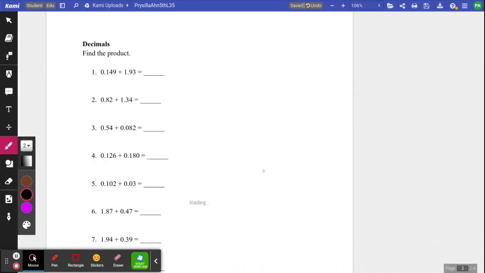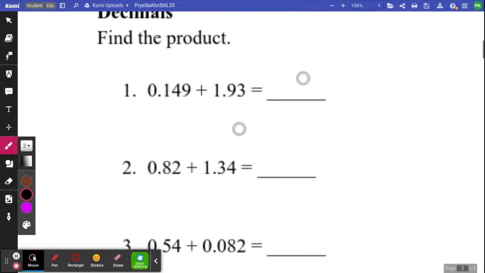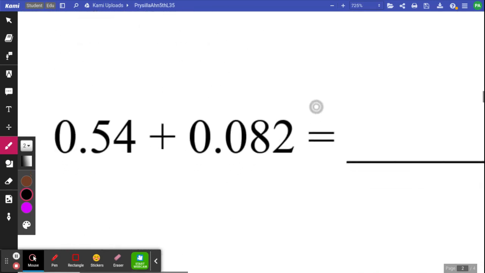And then we figured it out, if you were confused about the isolation part. Next, we're going to be doing decimals. So find the product or sum. And once again, when it comes to subtracting and adding decimals, you cannot add or get rid of any decimal places. It has to be whatever there is. However, let's look at problem 3.